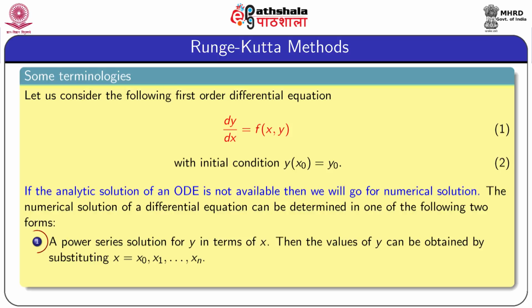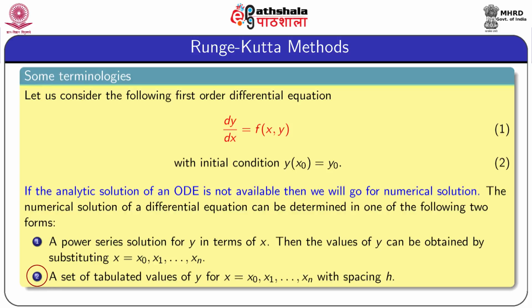The first one is the power series solution for y in terms of x. Then the value of y can be obtained by substituting x = x0, x1 up to xn. Note that in the power series solution, the interval of convergence is to be measured, or the solution is valid only if the series converges within a certain interval of convergence. In the other form, a set of tabulated values for y is given for x = x0, x1 up to xn with spacing h. So, these are the basic two methods to get the numerical solution of a differential equation.